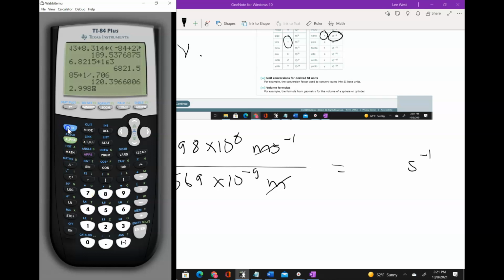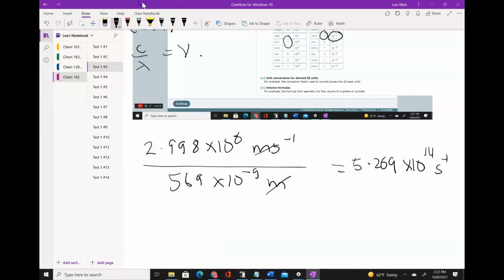2.998 times 10 to the 8 divided by 569 times 10 to the -9. So speed of light over the wavelength. And you've probably heard me comment before that typical frequencies that we're looking at should be around 10 to the 14. That's pretty typical, and this is per second.